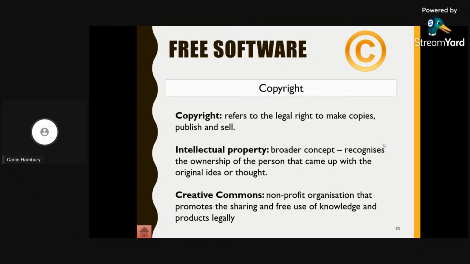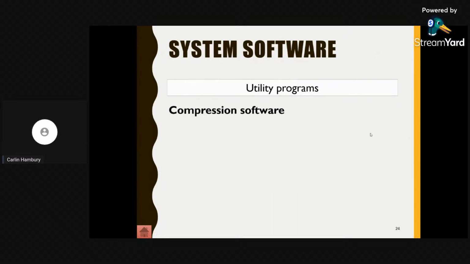Intellectual property is a broader concept. It recognizes the ownership of the person that came up with the original idea. So something like, let's say, a particular type of webcam. That person might have had a brilliant idea as to how this new sort of webcam should work, and because that person came up with the idea, they actually have the intellectual property. In fact, there was a case like this with a guy who created here in South Africa the Please Call Me. He came up with the idea, so that became his intellectual property. And then you've got Creative Commons, which is non-profit organizations that promote the sharing and free use of knowledge and products legally. Not illegally, legally.